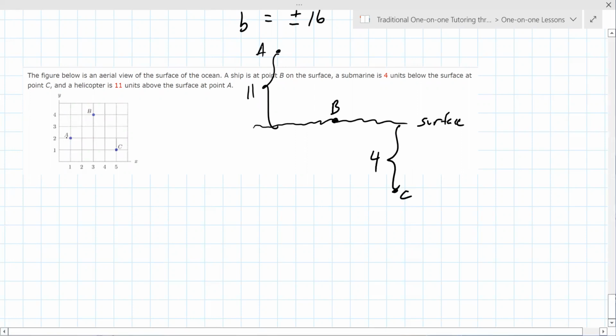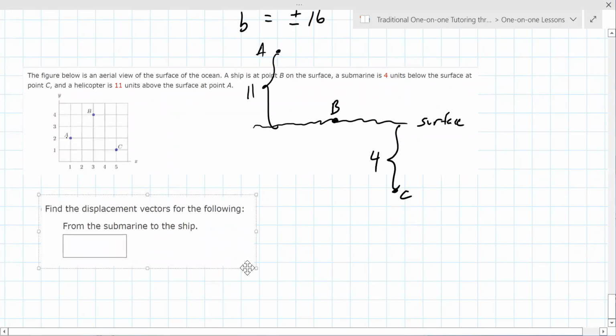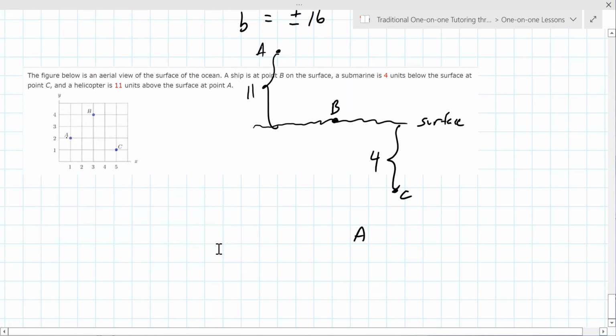Okay. The first set of questions, let me snip these in. The first one asks for the displacement vector from the submarine to the ship. So what we really need to do before we even do that, and actually I'm going to remove this, is we need to write the coordinates for each of these because that'll help to answer these questions.